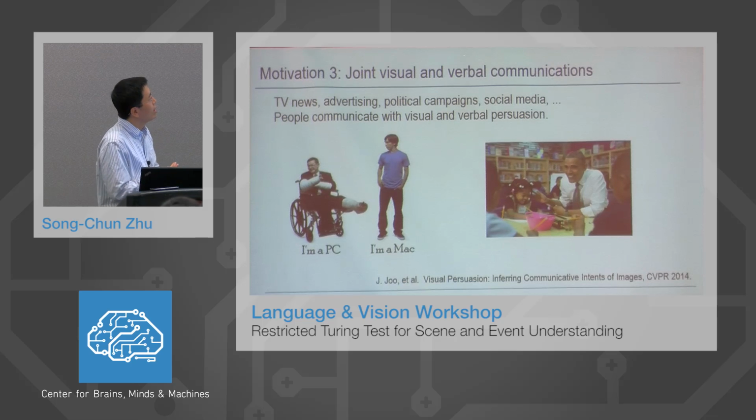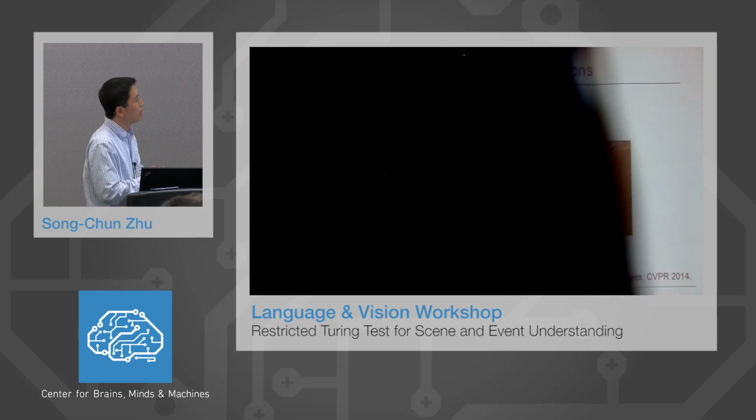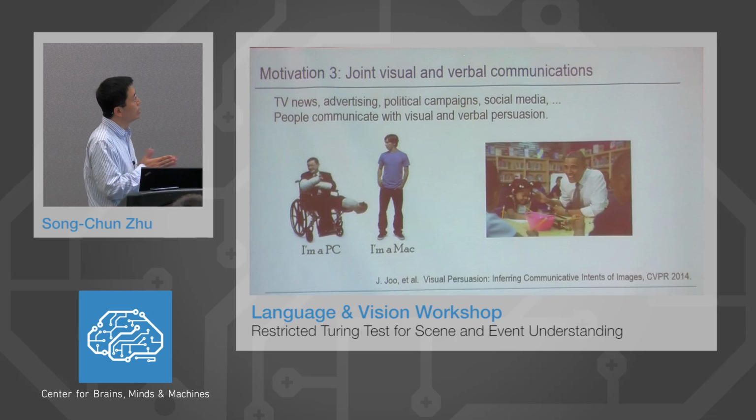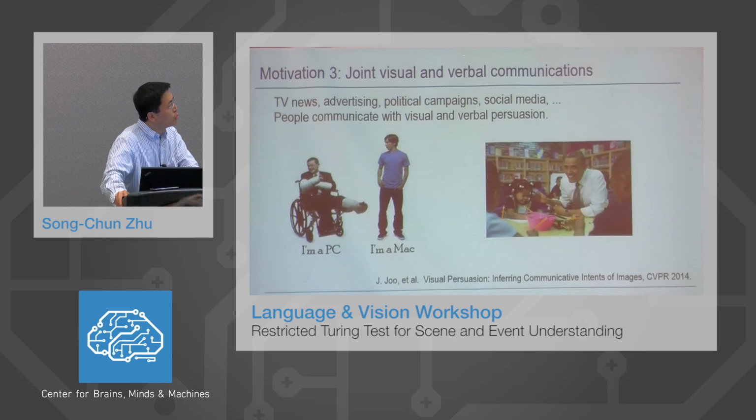The third part is a quite interesting branch of research. It's about joint visual and verbal communication. In all communications, like TV news, advertising, political campaigns, social media, people communicate with each other through both the verbal, like text, and also the visual stuff. This is so-called persuasion.